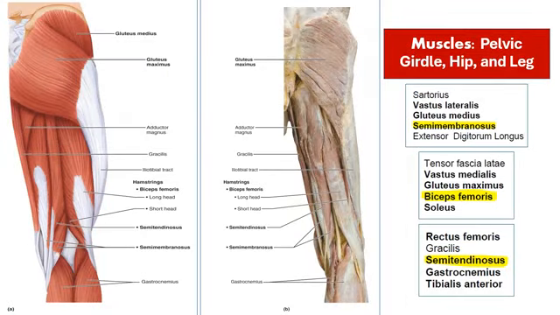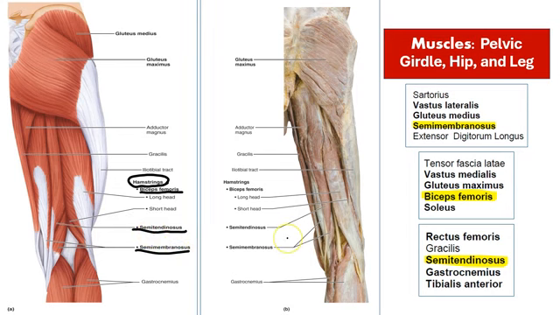Our next set of muscles is going to be the semimembranosus, the biceps femoris, and the semitendinosus. Okay, so you can go ahead and find those here. The biceps femoris. These are all going to be a part of those hamstrings. So we have the biceps femoris, we have the semitendinosus, and the semimembranosus.